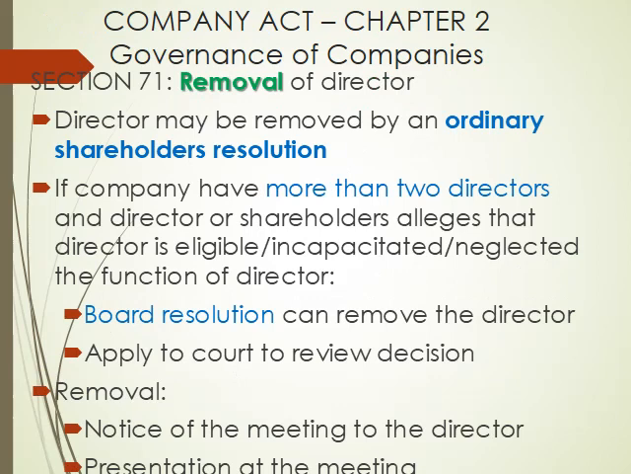Okay, in order to remove a director, you need to comply with the requirements of section 71. A director may be removed by an ordinary resolution. So just take note of the fact that it does not require a very high percentage of votes to be able to remove a director. If the company has more than 2 directors and a director or shareholder alleges that a specific director is not eligible or incapacitated or has neglected their duties, then in terms of a board resolution, this director can be removed, but he could also apply to the court to review the decision.